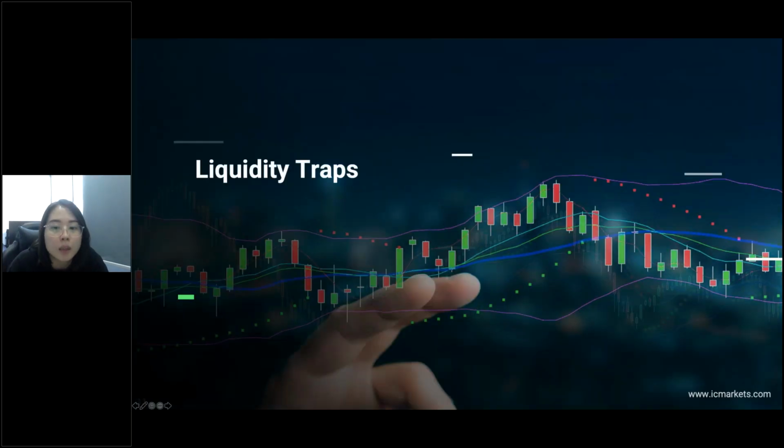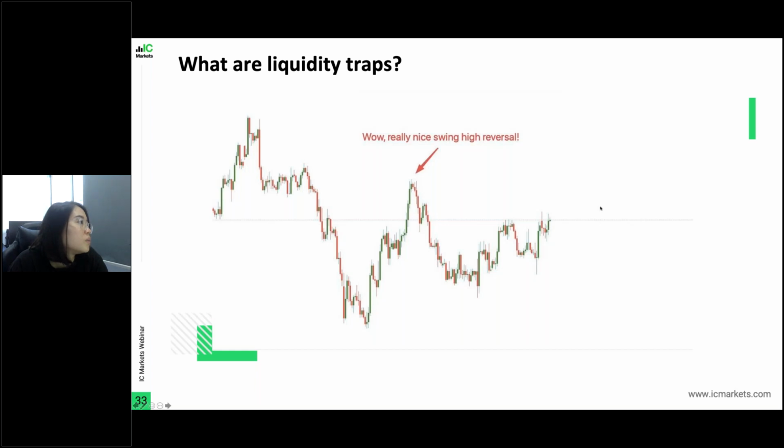Okay, liquidity traps. So what are liquidity traps? I'll show you guys an example. Okay, so you see the swing high, you're like, wow, really nice swing high reversal here.